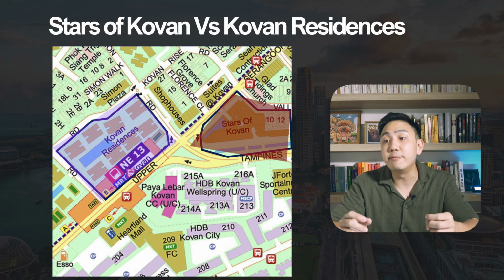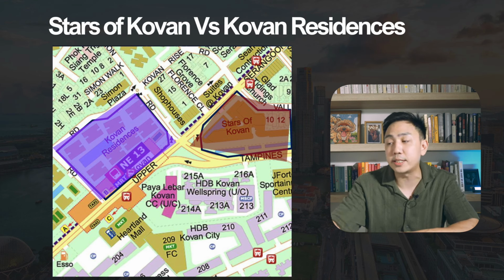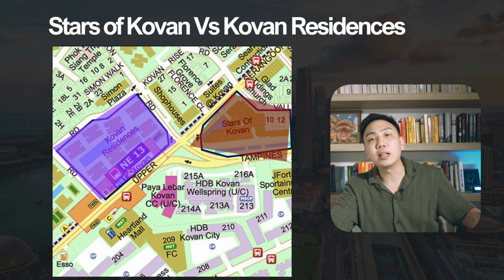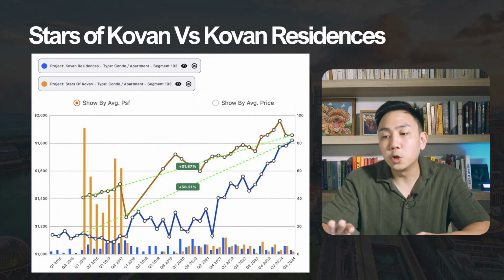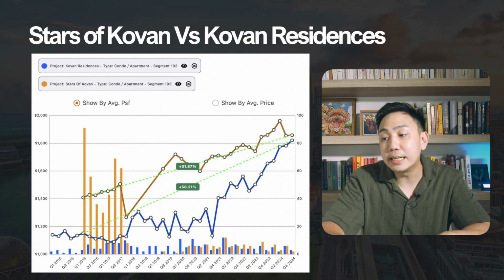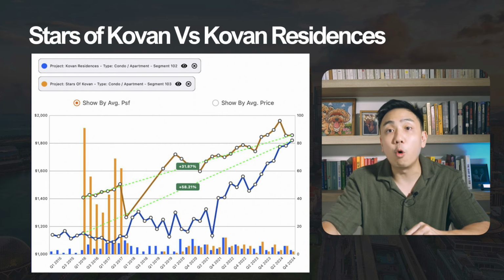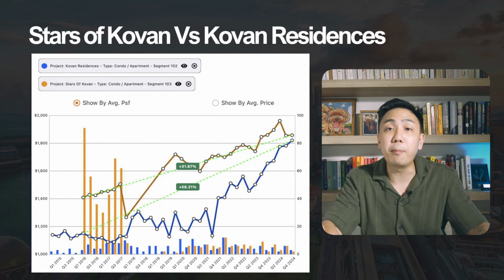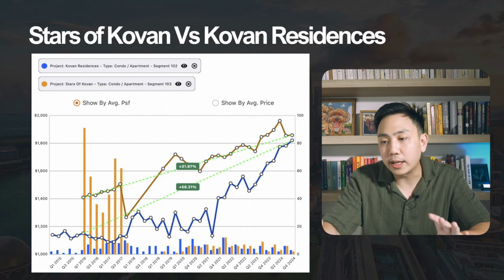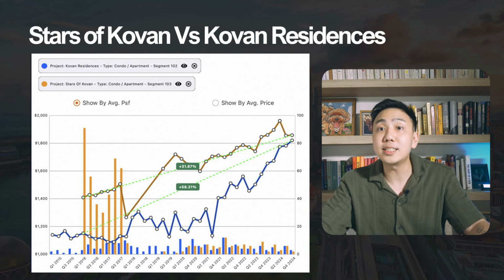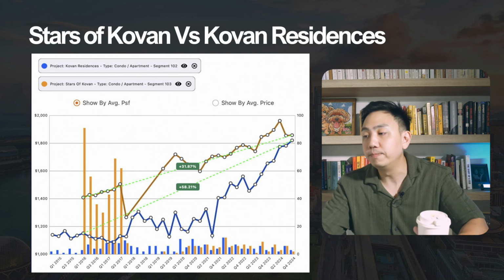Case study number 1 for the Outside Core Central Region, we took a case of Stars of Kovan and Kovan Residences. So if you can see from this map itself, they are actually side by side, really just within walking distance, and Kovan MRT is just around the area. So if you look at the graph here, Kovan Residences in the same time frame made around 58%, whereas Stars of Kovan appreciated around 31.8%. Still an incredible growth. I think this is around an 8 year period from when Stars of Kovan was launched, just that the resale somehow outperformed the new launch.